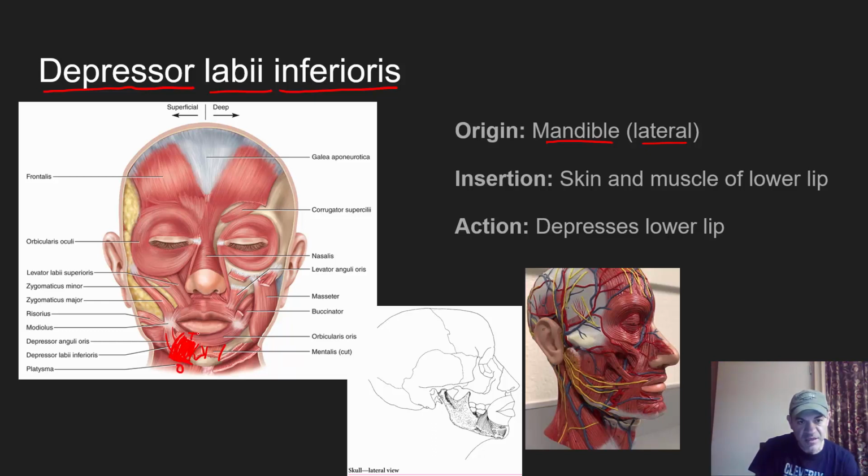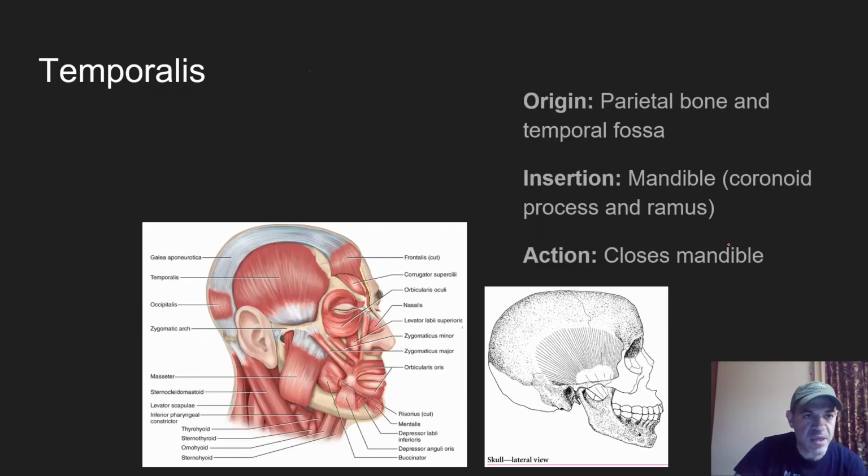And the insertion, again, is going to be the skin and muscle around the mouth, and specifically the lower lip. So the insertion then is the skin and muscle of the lower lip, and when this muscle contracts, because the origin is the mandible, we're going to be pulling down or depressing the lip, which is the action there, depressing the lower lip.